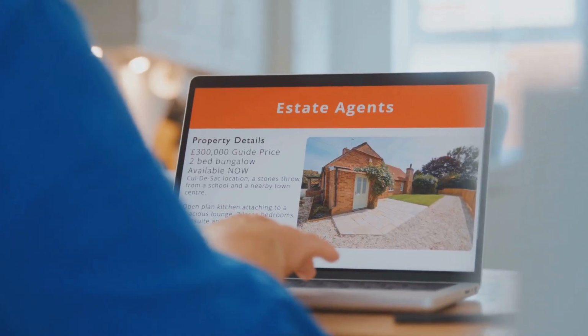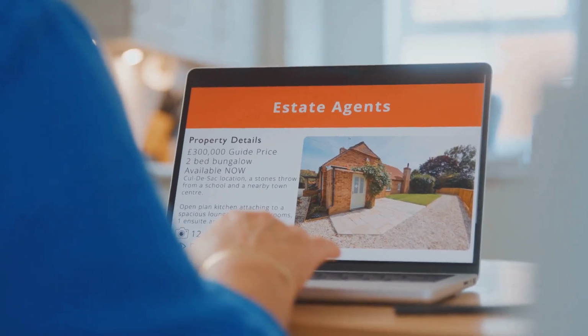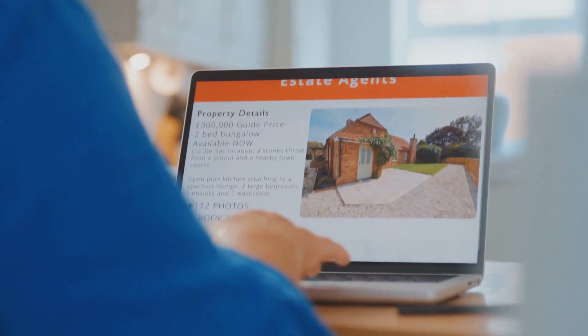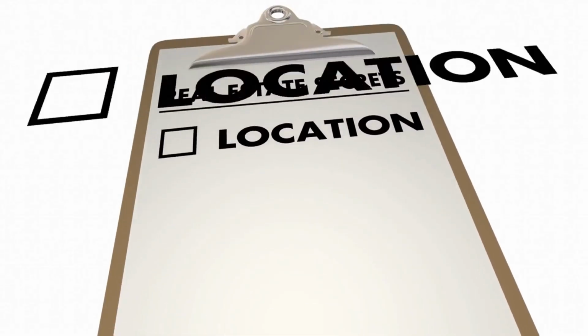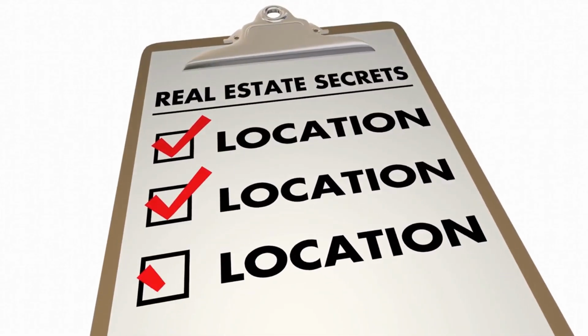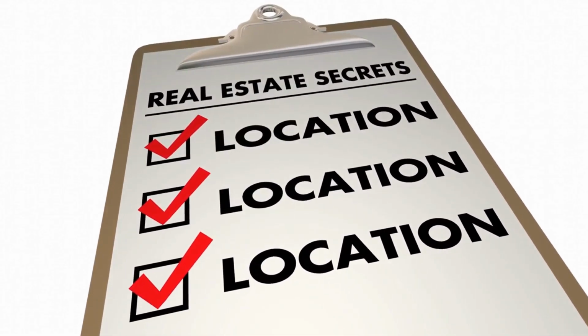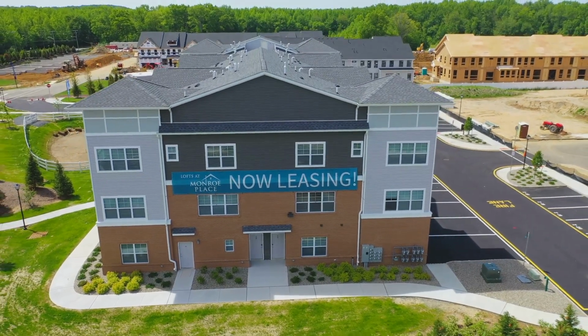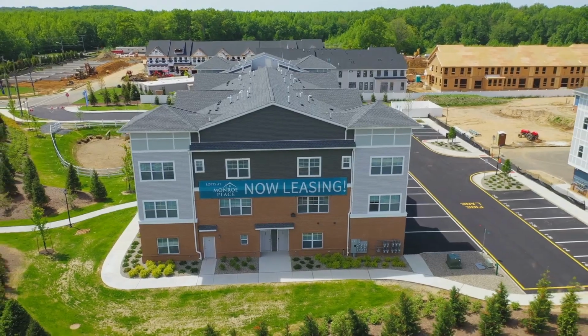Another method to determine market value is the income approach. This method uses the property's potential income to estimate its value. The income approach is particularly useful for income-producing properties like rental units or commercial spaces. It considers factors such as rental rates, vacancy rates, and operating expenses to determine the property's value.